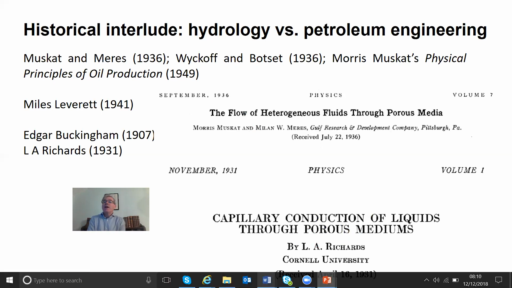The interesting thing, though, is that although we talk about these two communities working independently, the slightly amusing thing is that Richards' original paper in 1931 is in the first volume of the Journal of Applied Physics. Muskat and Meres's paper is in exactly the same journal 5 years later, but does not reference any of Richards' work. So I'd have to say that maybe here it's the petroleum engineers who should have been looking at the literature a little bit more carefully.